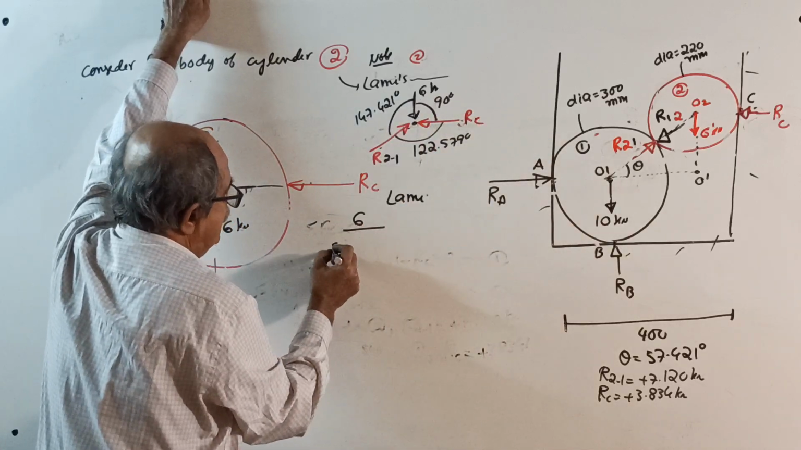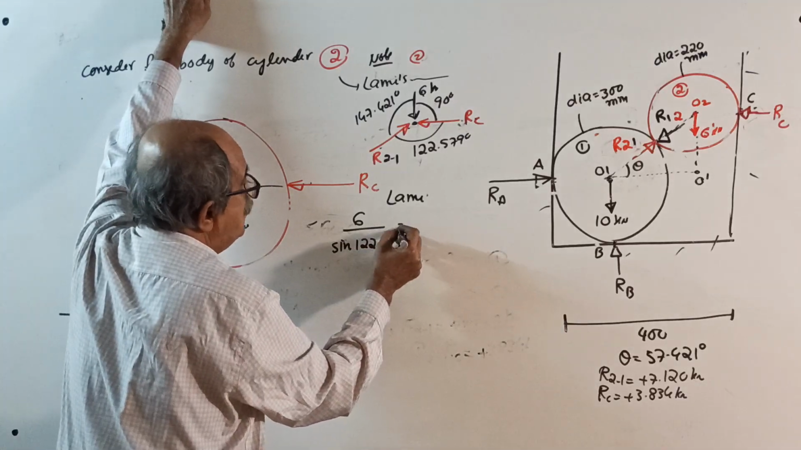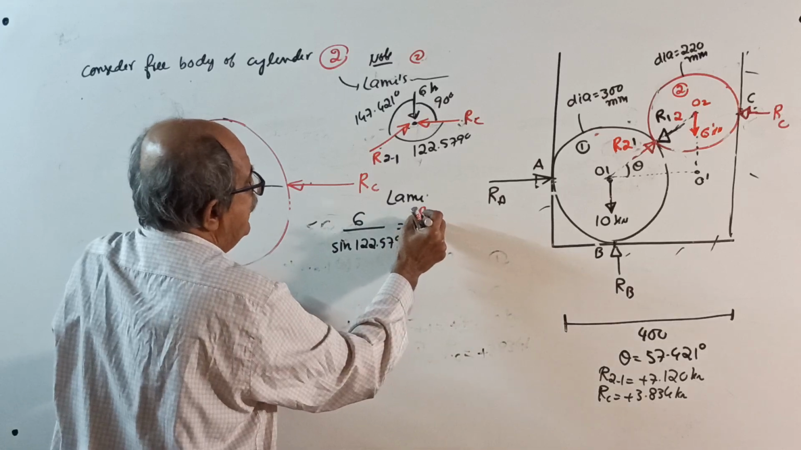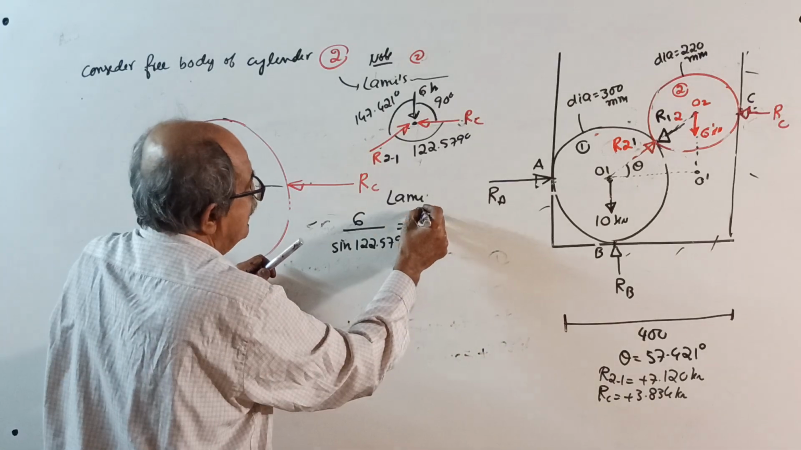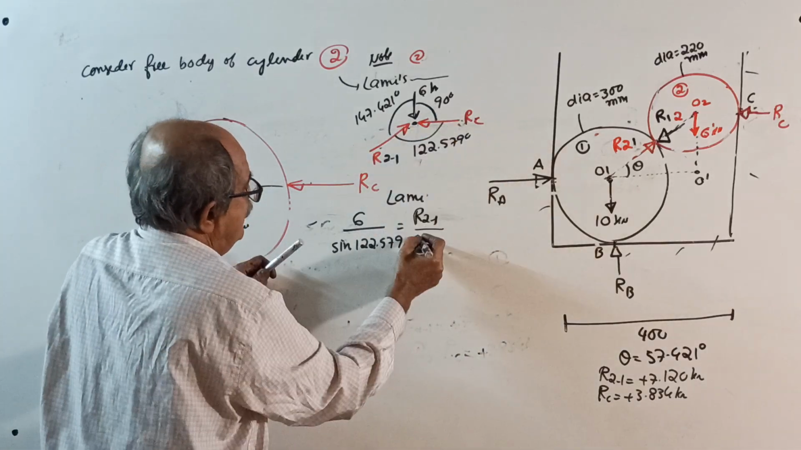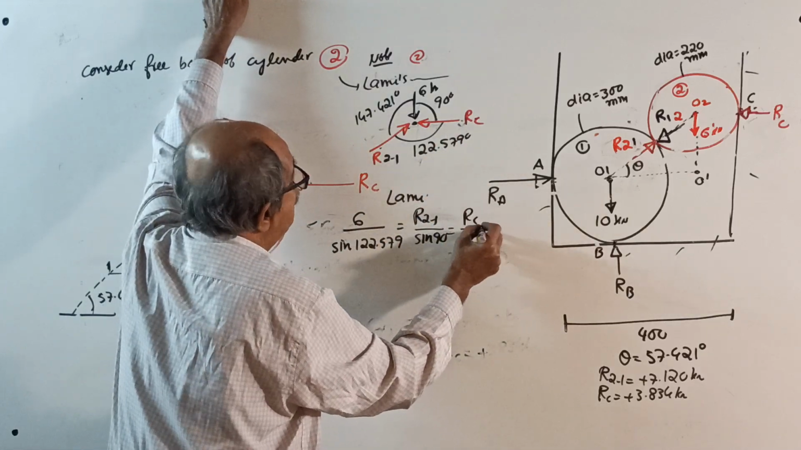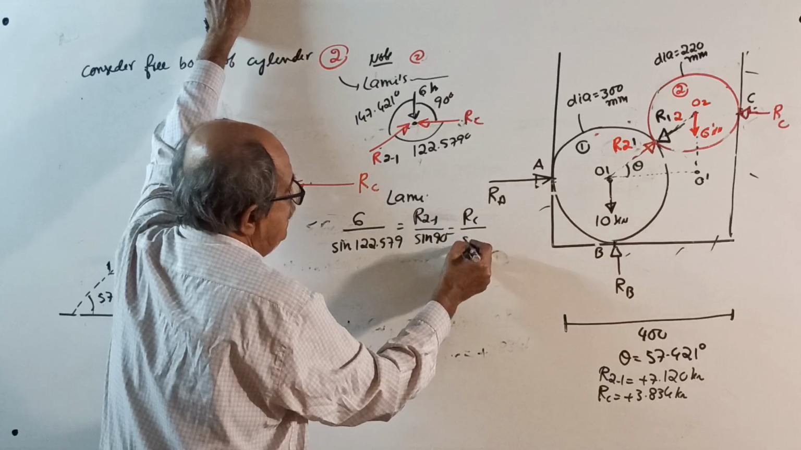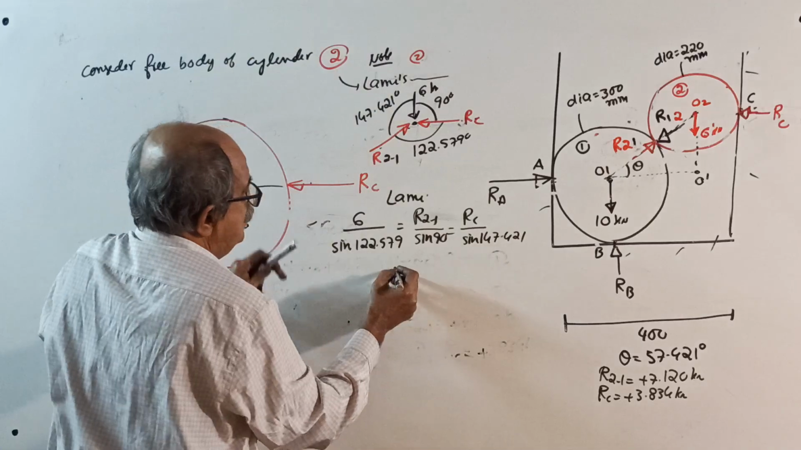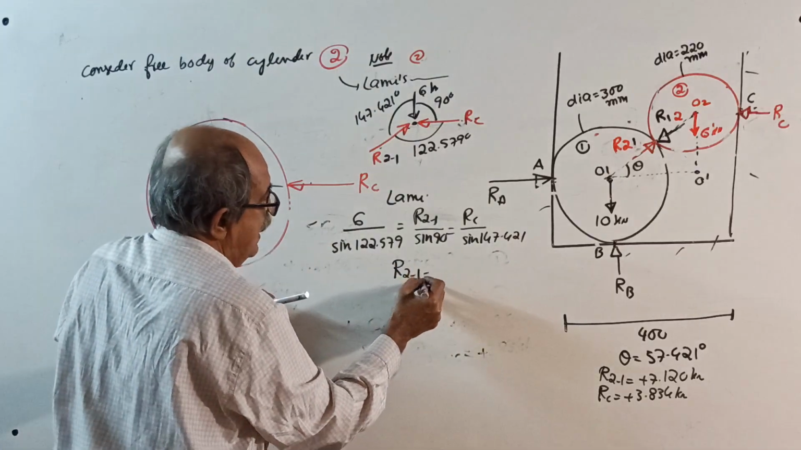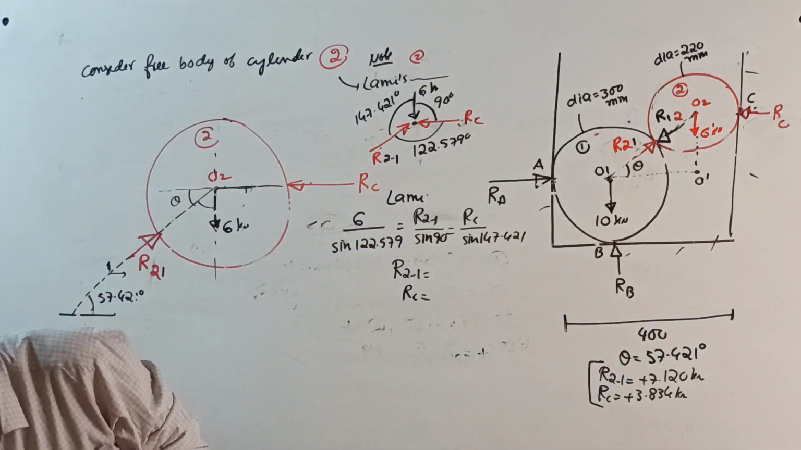6 divided by sine 122.579 equal to R21 divided by sine 90 equal to RC divided by sine 147.421. You will get R21 and RC. Same answer has to come. Okay, check it.